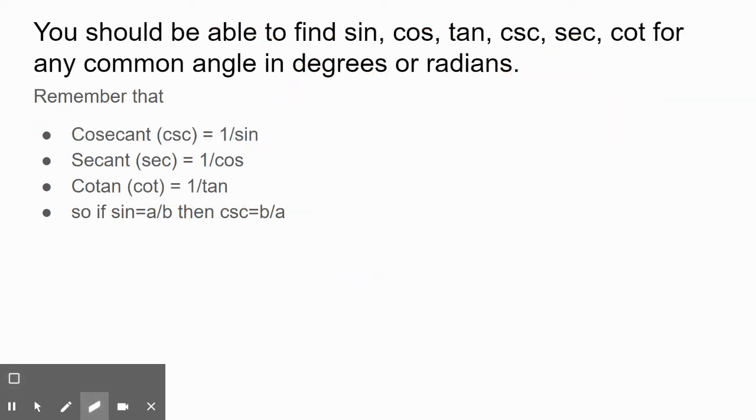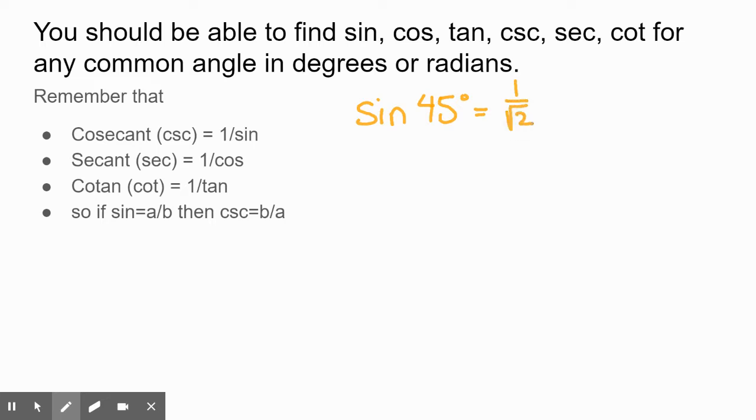Okay. So you should be able to find sine, cosine, tangent, cosecant, secant, cotangent for any common angle in degrees or radians, right? So if I said, just the simplest one, what's the sine of 45 degrees? Well, the sine of 45 degrees is 1 over square root of 2. You would have seen that on the unit circle, which I encourage you to write out the entire thing.